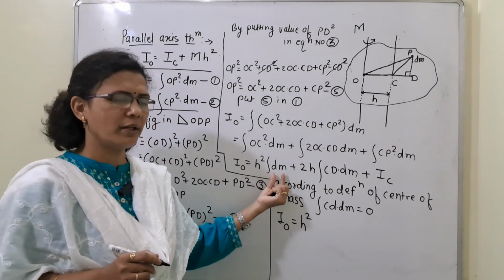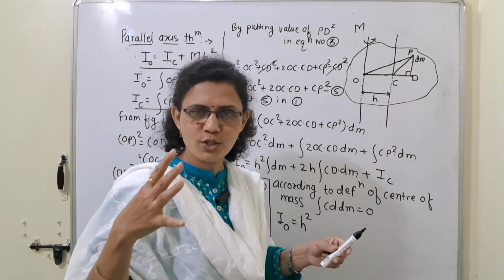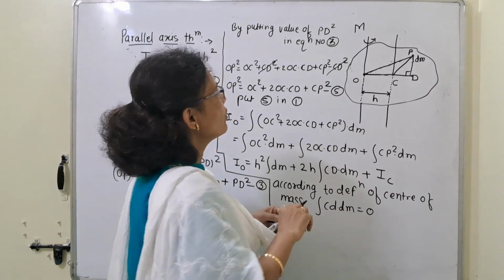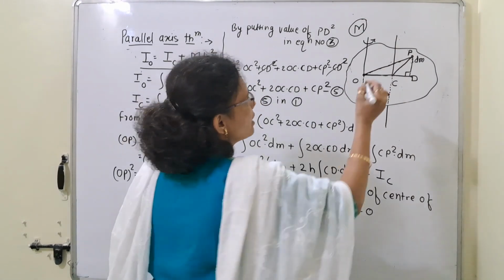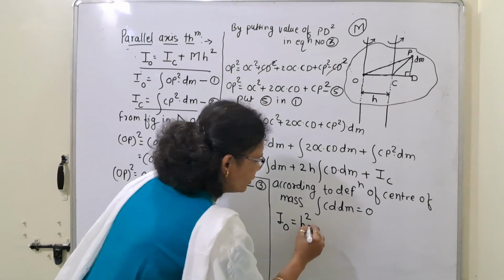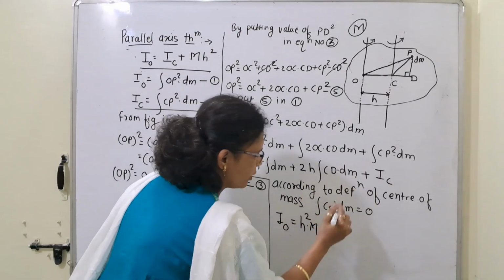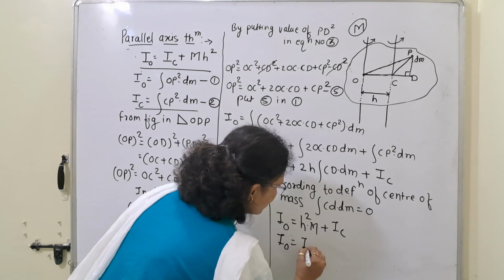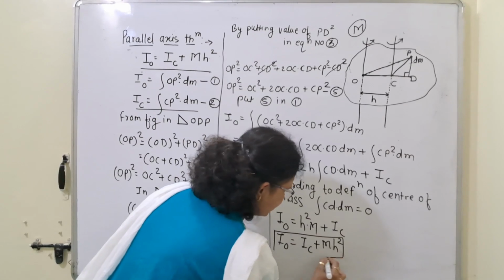What is integration of dm? dm, that is summation of all that continuous distribution of mass, that will be mass of whole body. And we have considered that mass of whole body as capital M. Here also you have to write this arrow. So capital M will be the mass of whole body, and this term becomes 0, therefore remaining will be only Ic. So I can write, I naught is equal to Ic plus mh square, hence the proof.